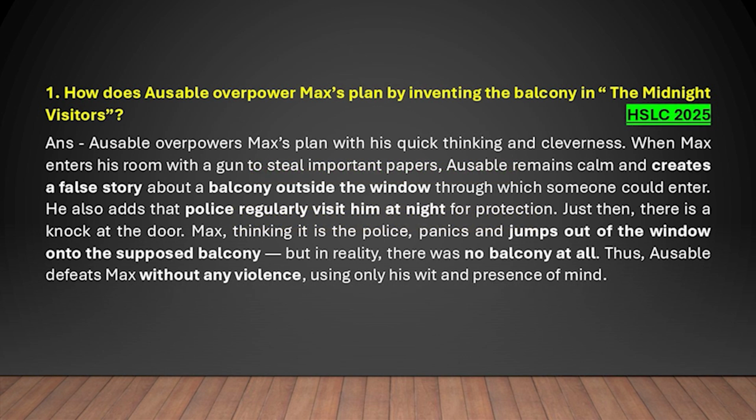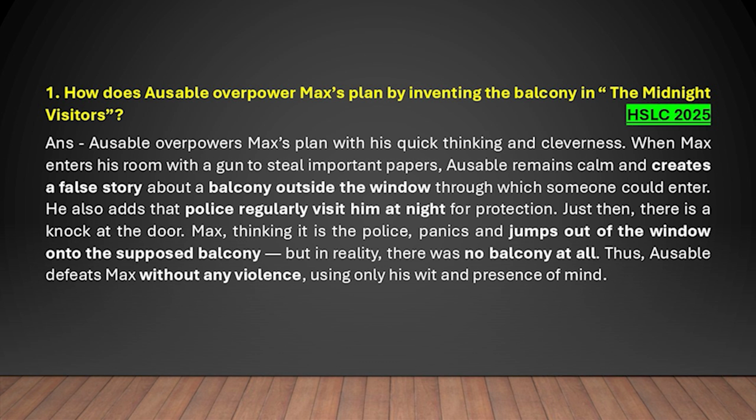1. How does Ausable overpower Max's plan by inventing the balcony in The Midnight Visitors? HSLC 2025. Answer: Ausable overpowers Max's plan with his quick thinking and cleverness. When Max enters his room with a gun to steal important papers, Ausable remains calm and creates a false story about a balcony outside the window through which someone could enter. He also adds that police regularly visit him at night for protection.